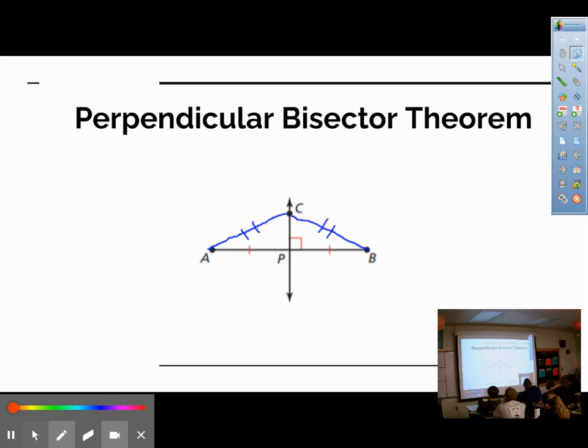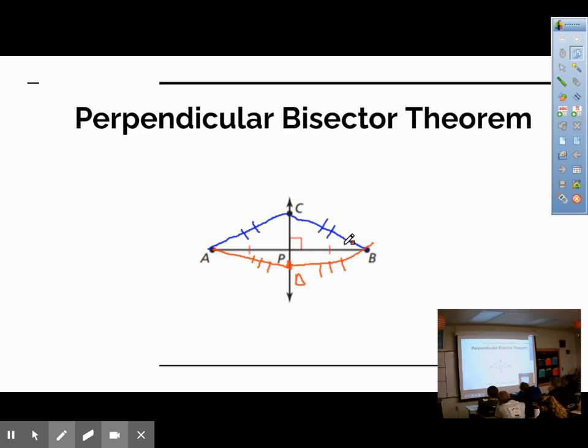And that goes for anywhere on the perpendicular bisector. I could put a point right here and call it point D. And if I measured from D to B, let's pretend like that's a straight line, and then from A to D, those would be the same. They would be congruent. Okay? So as long as it's on the perpendicular bisector, it's going to be equidistant to the endpoints.